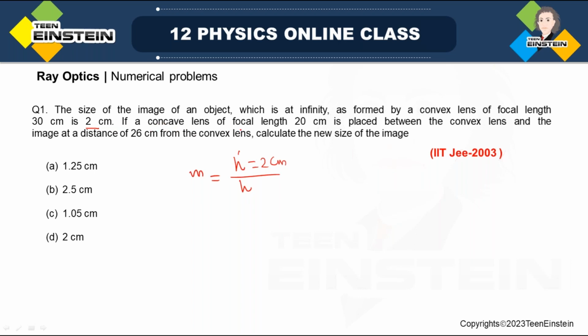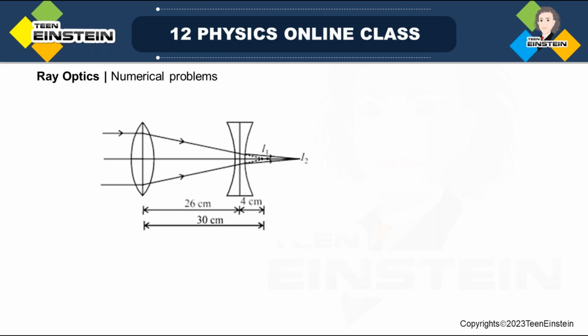If a concave lens of focal length 20 centimeter is placed between the convex lens and the image, at a distance 25 centimeter from the convex lens, calculate the new size. You have to find out the new size of the image. I'll explain the situation from this figure. Look first at what is said. An object is placed at infinity.